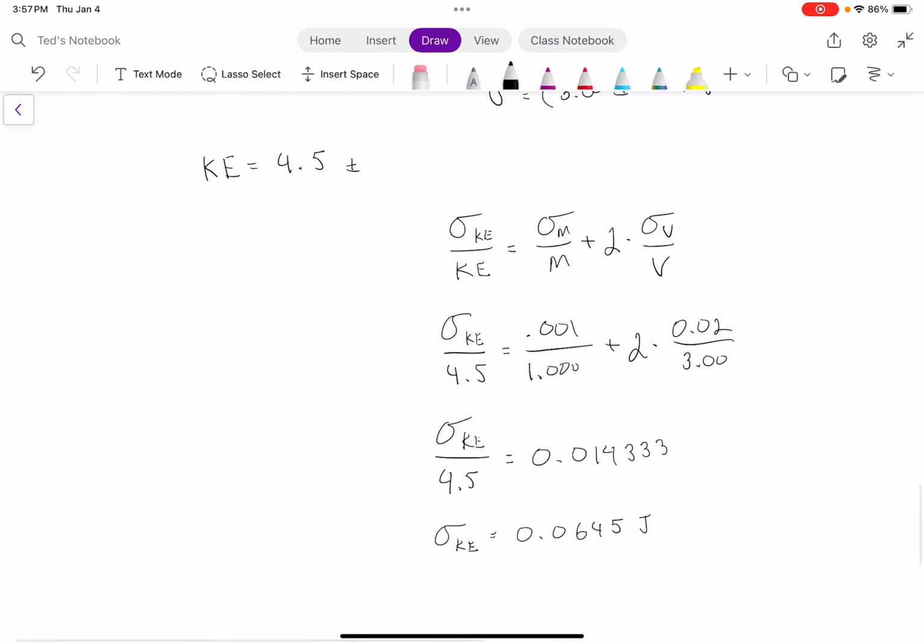Now, I want to write this correctly. So I look at my first three digits and I decide if I'm keeping one digit or two digits. And that's in the range where I'm only supposed to keep one digit. So I'm going to be saying 0.06 is my uncertainty. And because this has two places after the decimal, I need two places after the decimal for my 4.5. And if I go back and look at my calculator, I got exactly 4.5. But of course, it's not exact, but my next digit here is going to be a 0.